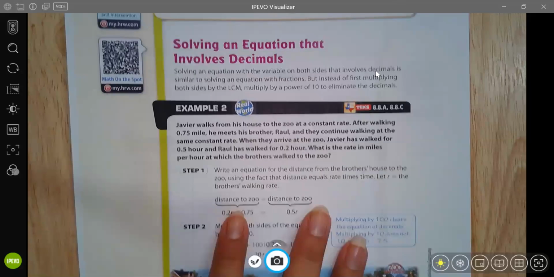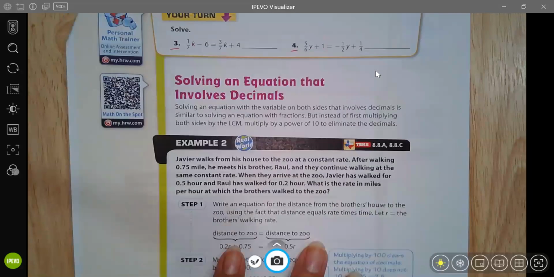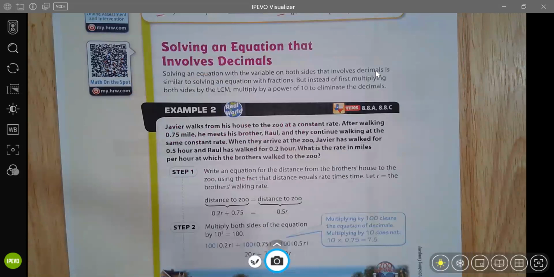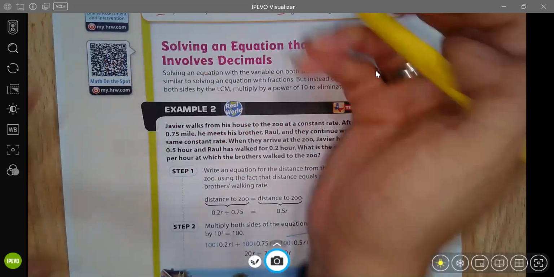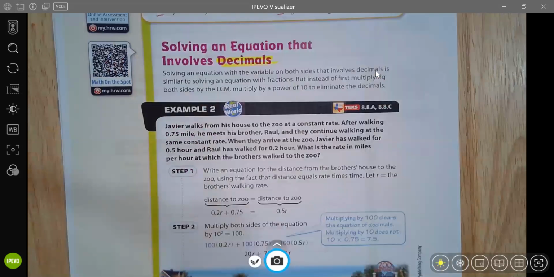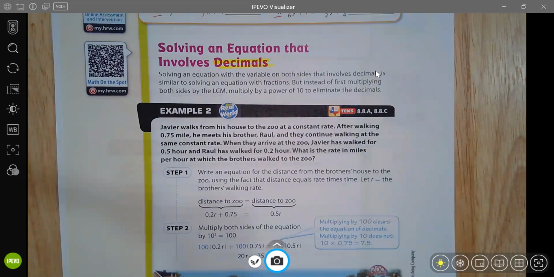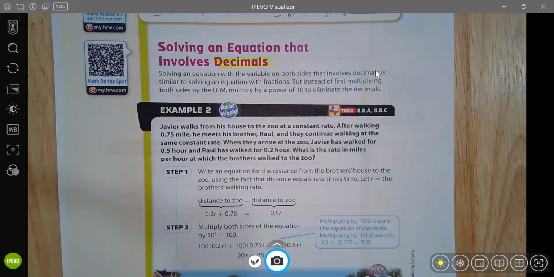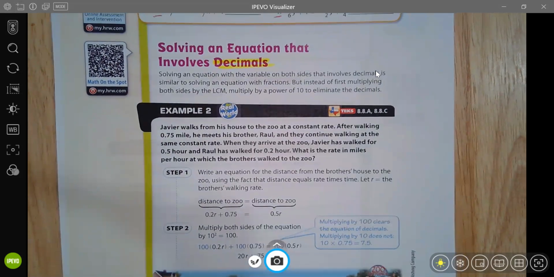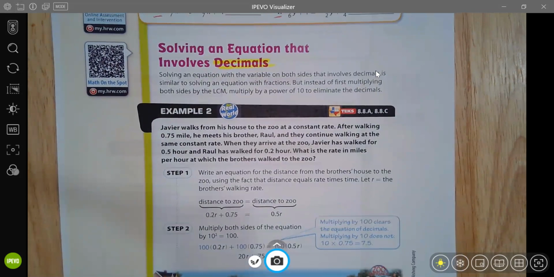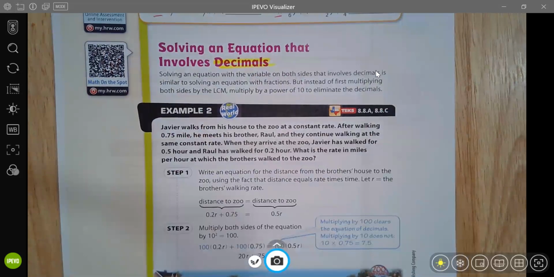Alrighty, guys. So I'm still going to be on page 304. Now we're going to move into decimals. So I'm going to look at example 2. If I read here, it says, solving an equation with the variable on both sides that involves decimals is similar to an equation with fractions. But instead of first multiplying both sides by the LCM, we're going to multiply by a power of 10 to eliminate the decimal. So remember that one.